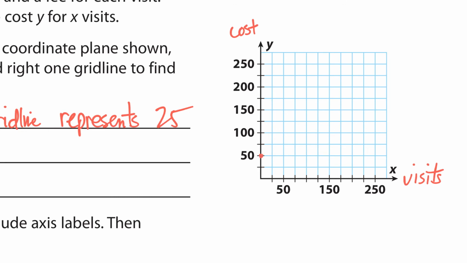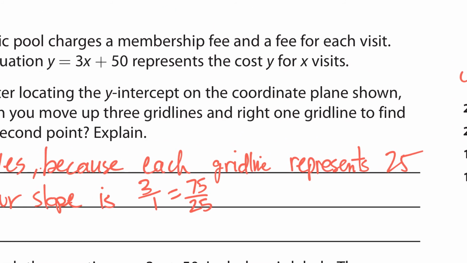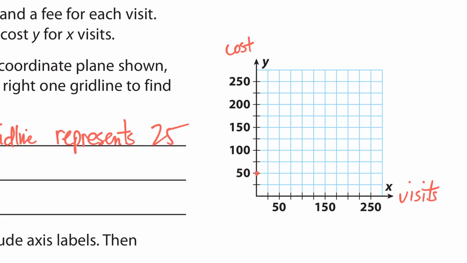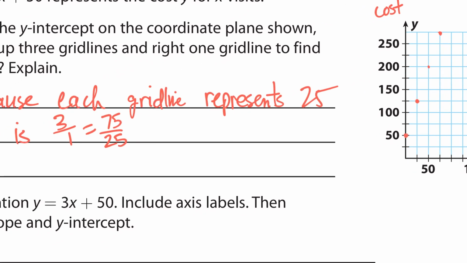and we go up 3, right? Yeah, I think, let me make sure here. So yeah, we go up 3 of these grid lines, and then to the right 1. So we go up 3 and over 1, up 3 and over 1, up 3 and over 1. Okay, I'm not going to connect these, I don't think, because you can't have fractional parts of a visit.